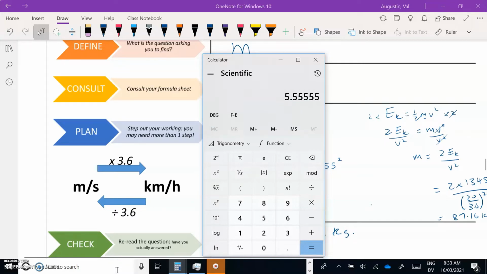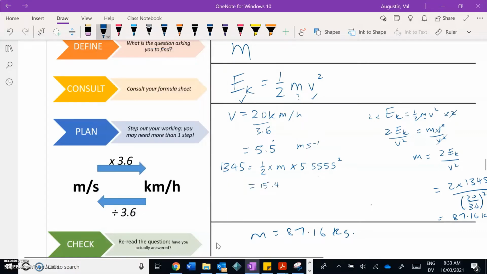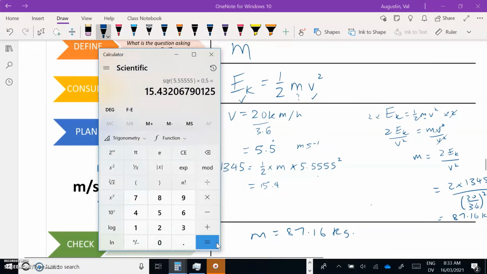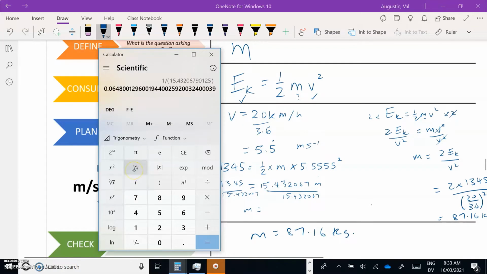5 squared, and then I times by half, which is 0.5. Okay, so that's going to be 15.43 m, but I'll keep more decimal places than I need: 4320.2067 m. And then I divide by 15.432067. So my mass is going to be divided by that, so that's going to be here.